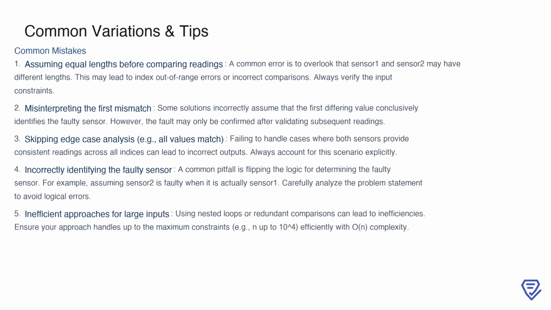One of the most common mistakes when solving this problem is assuming that both sensor arrays have the same length. If you compare their readings without verifying this, you might run into index out-of-range errors or make incorrect comparisons. Always confirm the input constraints to avoid this. Another frequent error is misinterpreting the first mismatch between the sensors. It's important to remember that the first differing value doesn't always immediately identify the faulty sensor. You need to validate subsequent readings to make a definitive conclusion.